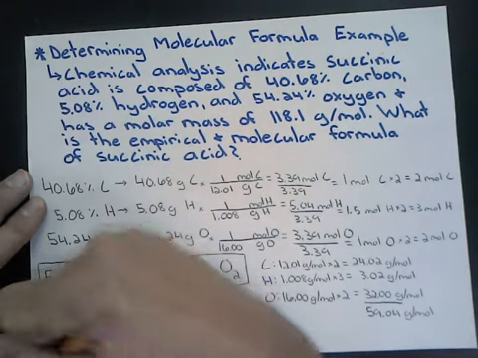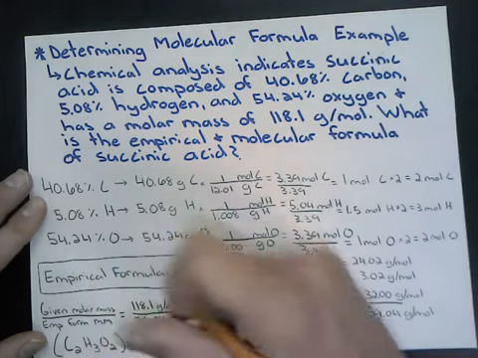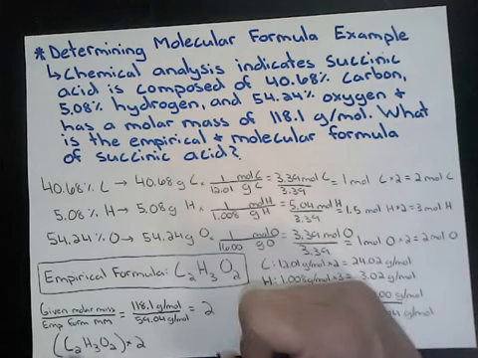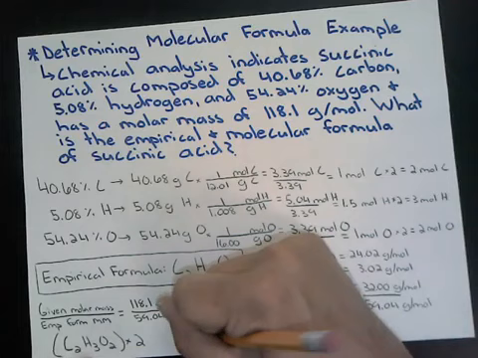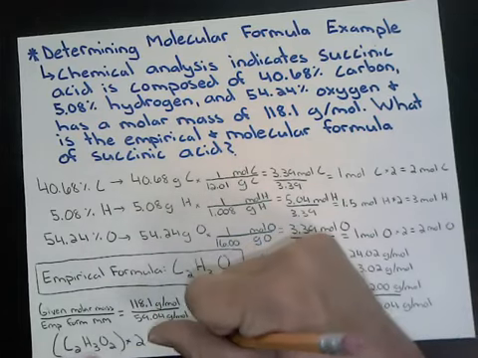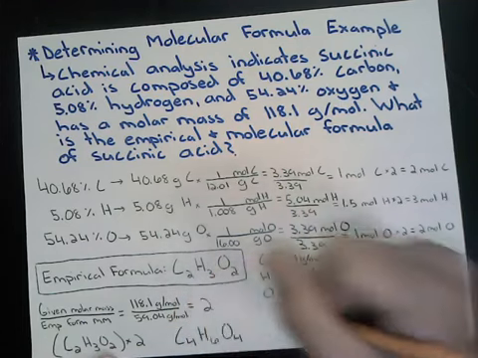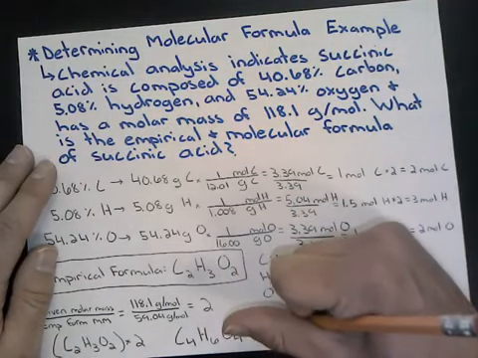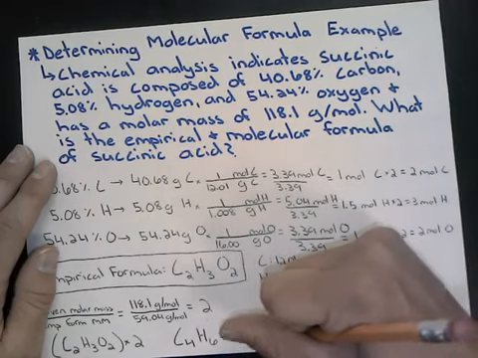C2H3O2 was our empirical formula. And I'm going to say, hey, we need to multiply this by 2. So when we write our molecular formula, we would have 2 times 2, so this means we'd have C4. And then we'd have H, 3 times 2, which would be H6. And then we'd have 2 times 2, O4. So in this case, this right here that we just found would be known as our molecular formula.